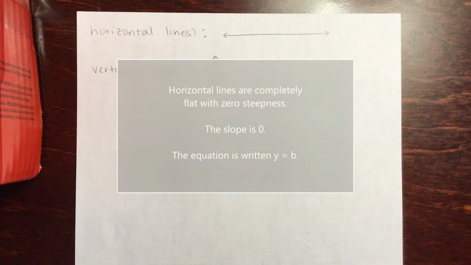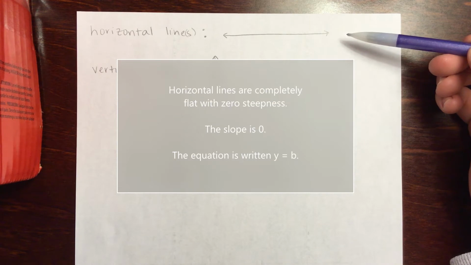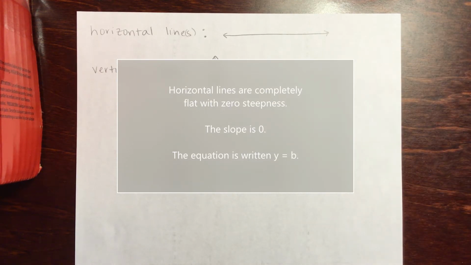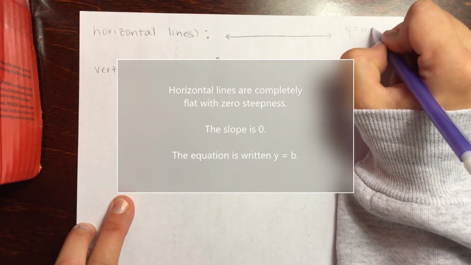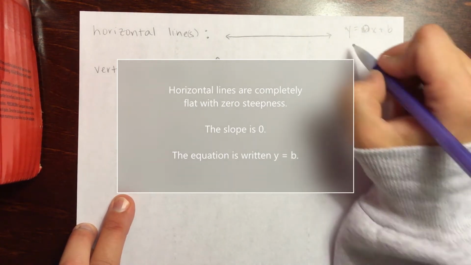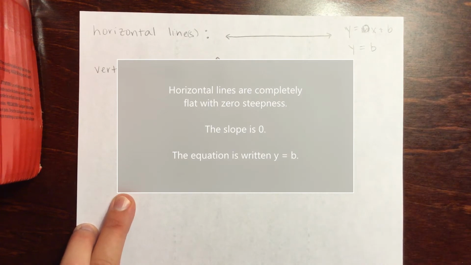Horizontal lines are completely flat with zero steepness. Their slope is 0, and their equations are written y equals b. Normally we write equations in the form y equals mx plus b, but because our slope here is 0, 0 times x, we can write this as just y equals b, or y equals a number.